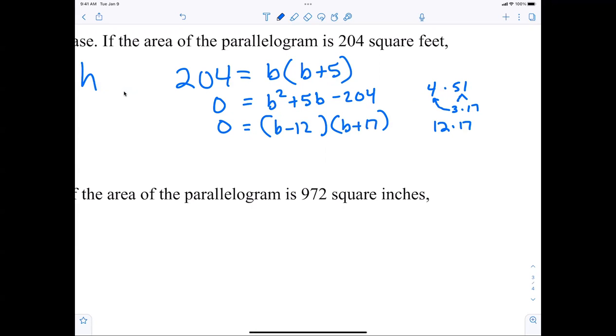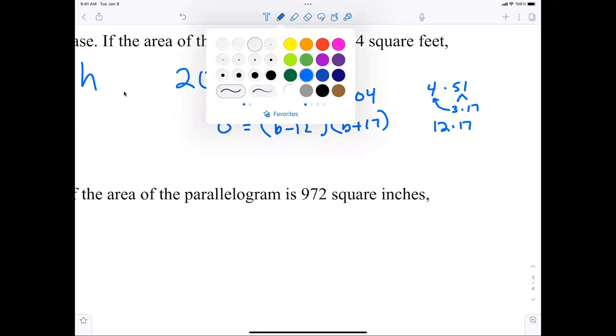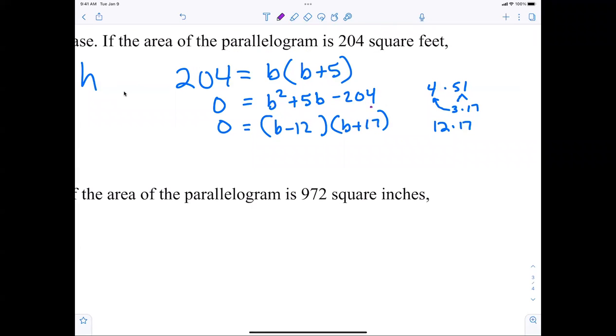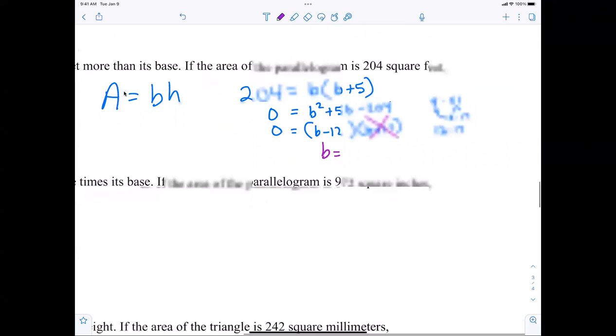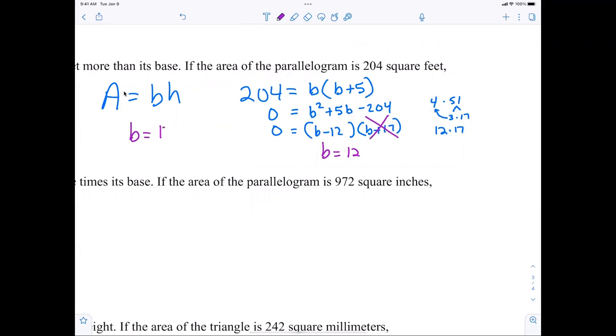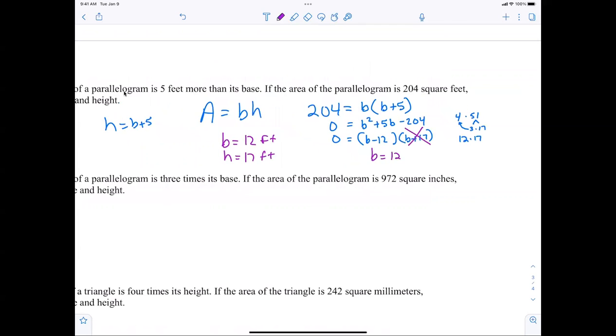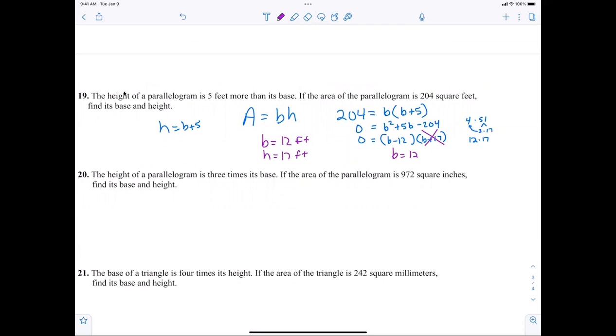Now, again, if this is something you're not sure of, we have standardized tests coming up. Anybody have any issues with that? Anybody? All right, so can the base be negative? No, so this, remember, is the extraneous solution. So B must have been what? 12. So we know that the base is 12 feet and the height would be what? 17 feet. Yeah, that wasn't too bad. Kind of annoying, but not too bad.